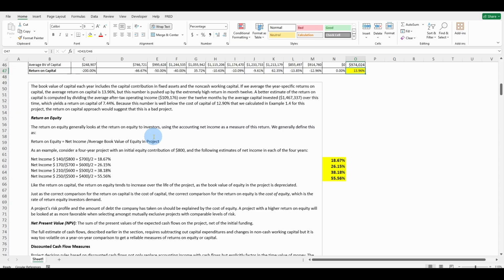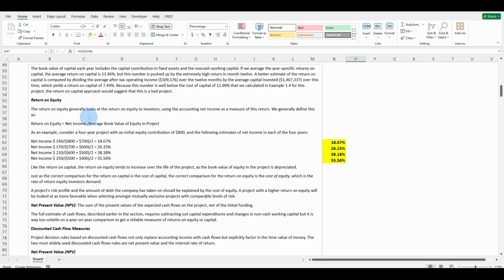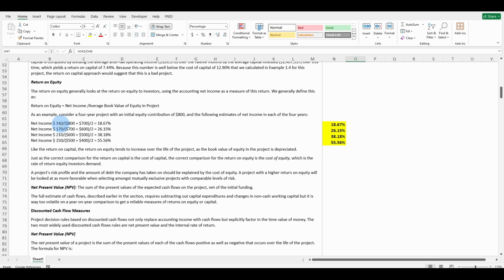Return on equity. The return on equity generally looks at the return on equity to investors, using the accounting net income as a measure of this return. We generally define this as return on equity equals net income divided by average book value of equity in project. As an example, consider a 4-year project with an initial equity investment of $800, and the following estimates of net income in each of the 4 years. Of this contribution, we also show this 140, and I suspect that would be the cash flow.